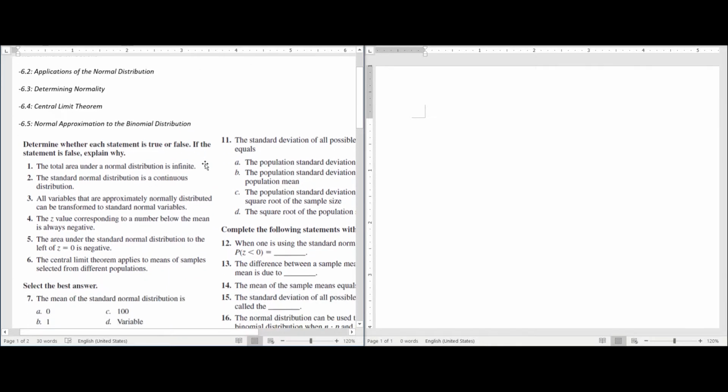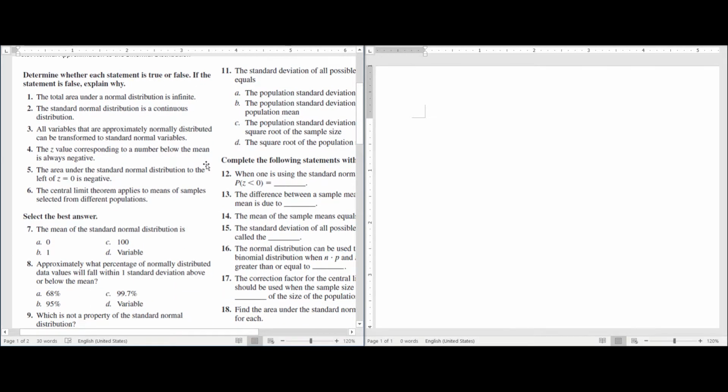So let's start with number 1. Determine whether the statement is true or false. If the statement is false, explain why. So for number 1, it's saying the total area under a normal distribution is infinite. So if you look at your notes, that's 6.1, then we talked about that stuff.